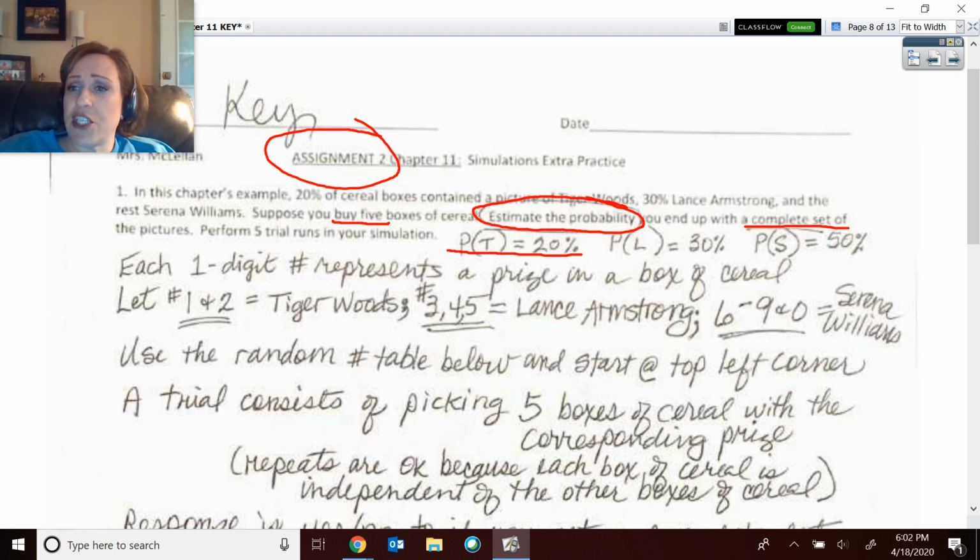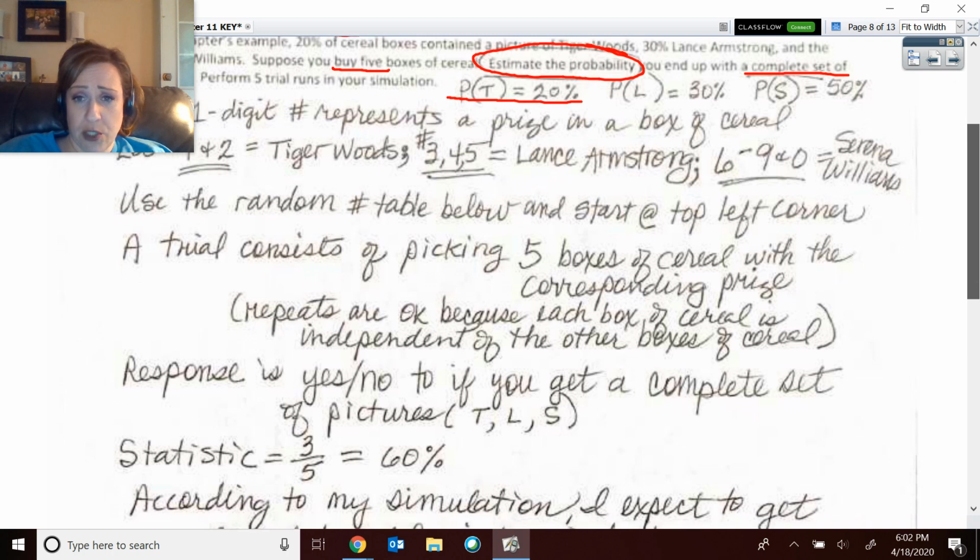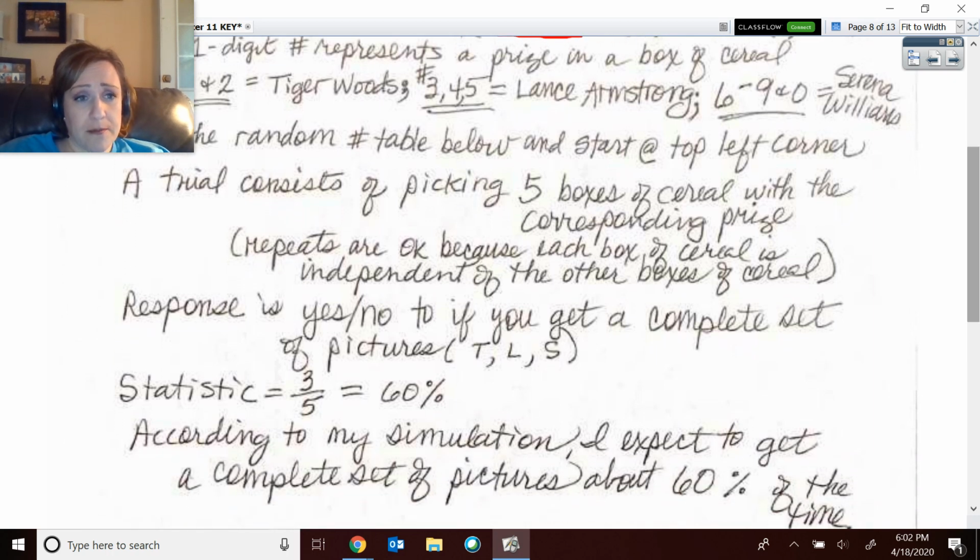So let each one-digit number represent a prize in the box of cereal, or you could have even just said a cereal box. Let the numbers 1 and 2 be Tiger Woods, 3, 4, 5, Lance Armstrong, and then the rest were Serena Williams, so that was 6 through 9 and 0. Use the random number table, start at the top left corner. So in this case now, a trial consists of picking 5 cereal boxes.